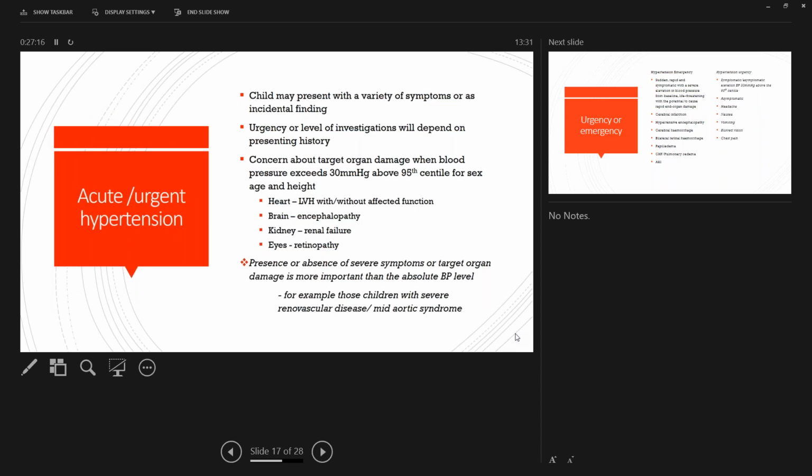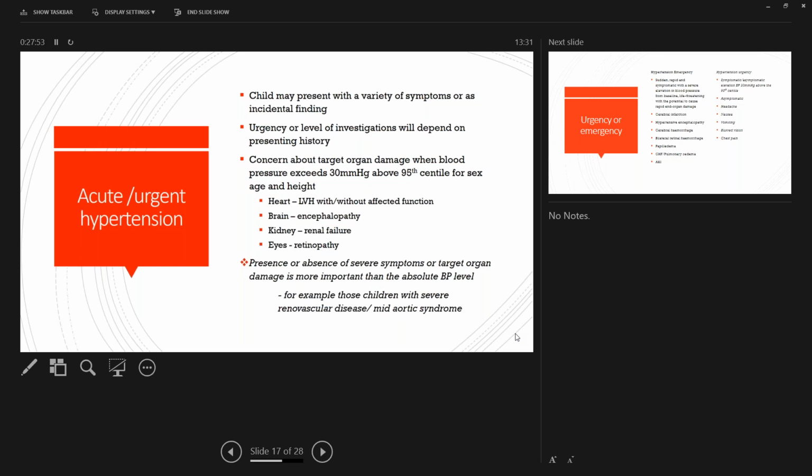So following on from renovascular hypertension leads us into talking about acute hypertension. Your child may present with a variety of symptoms, or it may be an incidental finding. They may come in for dental surgery or anything, cough, colds, and have their blood pressure done, and you may find a high blood pressure. So the urgency or level of investigation will depend on their presenting history. Are they clinically unwell? Concern about organ damage is always paramount here.